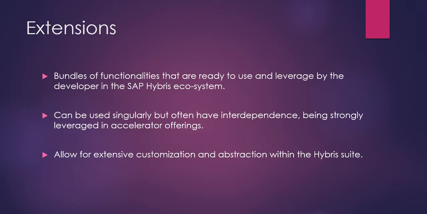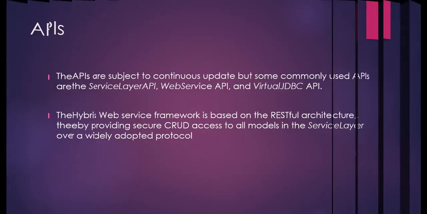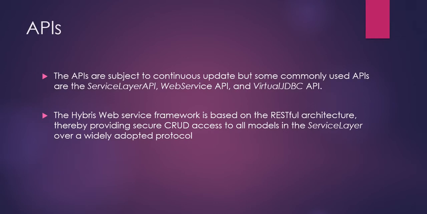A further layer of abstraction from the SAP Hybris core code is that of APIs. The APIs are subject to continuous update, but some commonly used APIs are the Service Layer API, Web Service API, and Virtual JDBC API. The Hybris Web Service framework is based on the RESTful architecture, thereby providing secure CRUD access to all models in the service layer over a widely adopted protocol. As an example of use of the API, take a mobile app. This mobile app may consume JSON from Hybris, and this will be presented to us via the RESTful architecture.